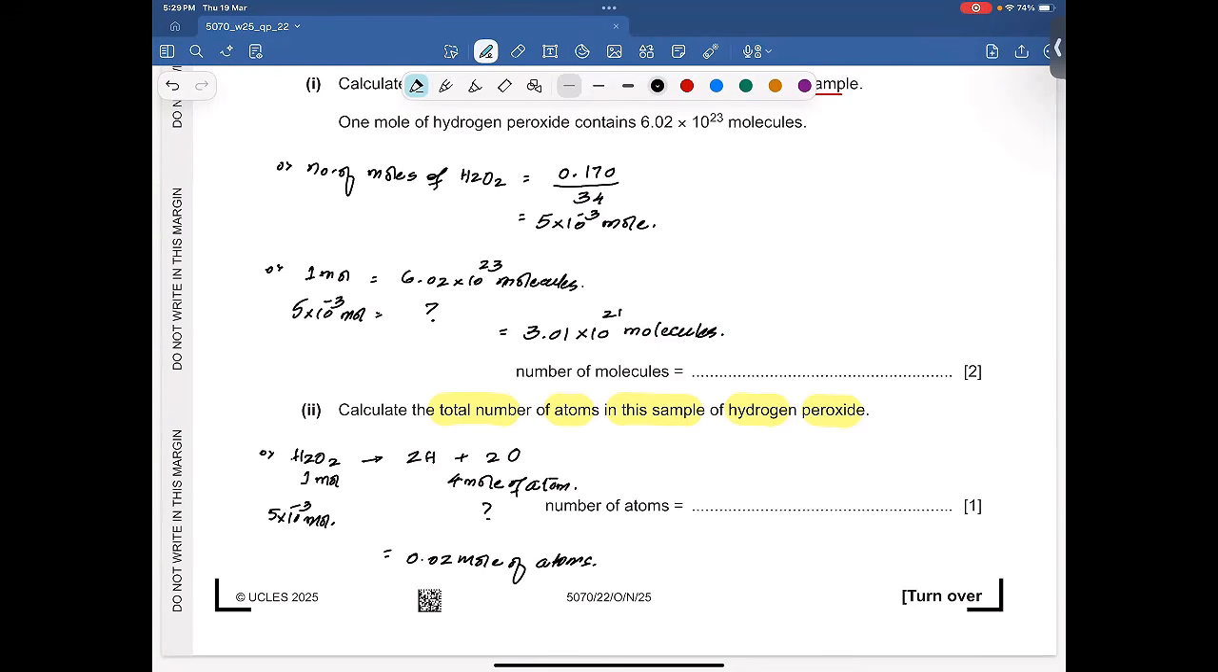All right. So 1 mole is always equal to 6.02 times 10 to the power 23 atoms. And when we have 0.02 moles, the atoms would be 1.204 into 10 to the power 22 atoms. Okay, I hope it makes sense to you. Let's move on to the next page of this paper.